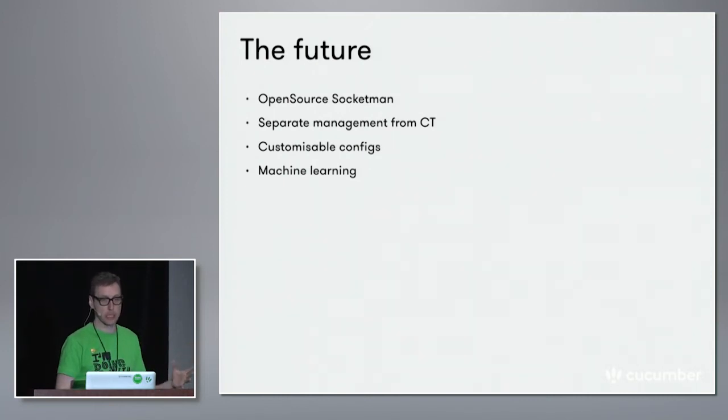That ties into the customizable configs. At the moment you can only send predefined scripts to boxes effectively, but we'd like people to be able to send anything to a box, be it a network file or a config file for something else. And then I was talking to this guy down here the other day about learning from the data that we've got.